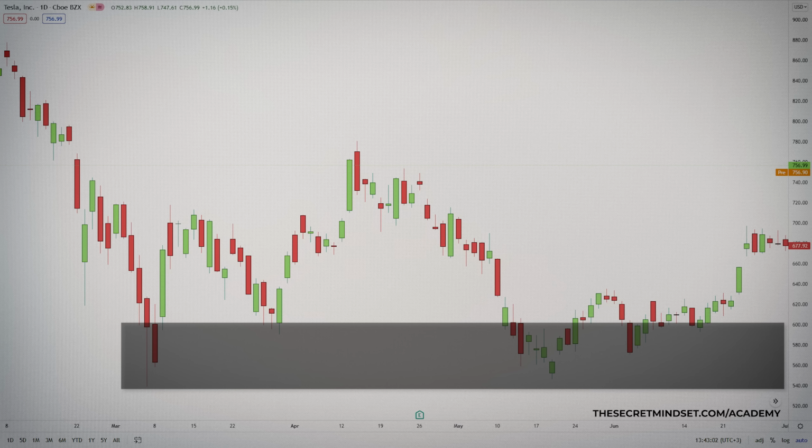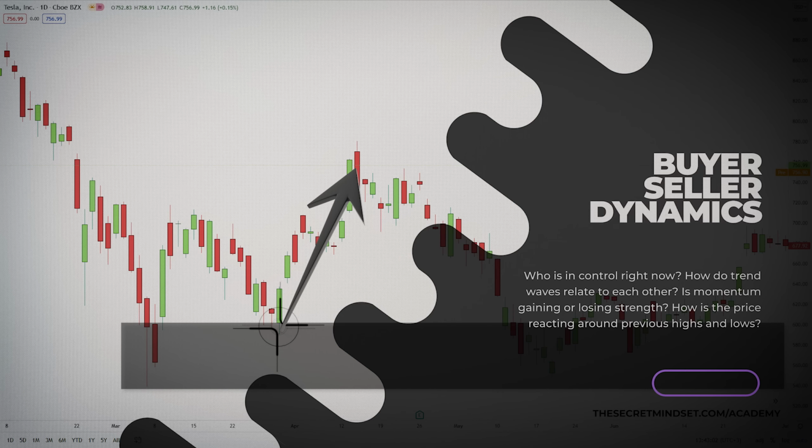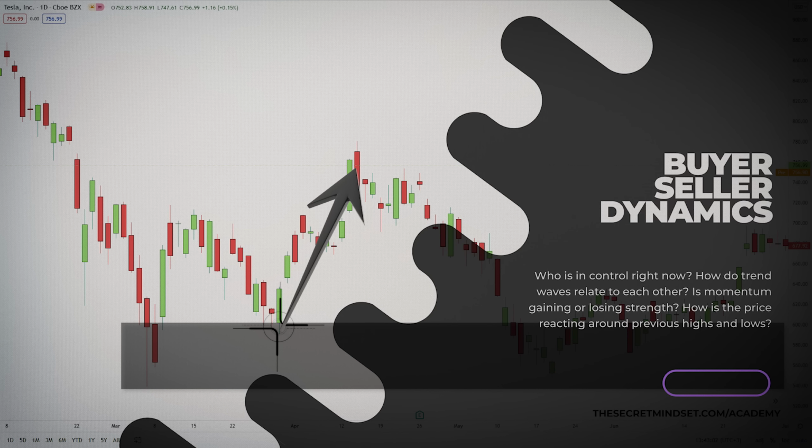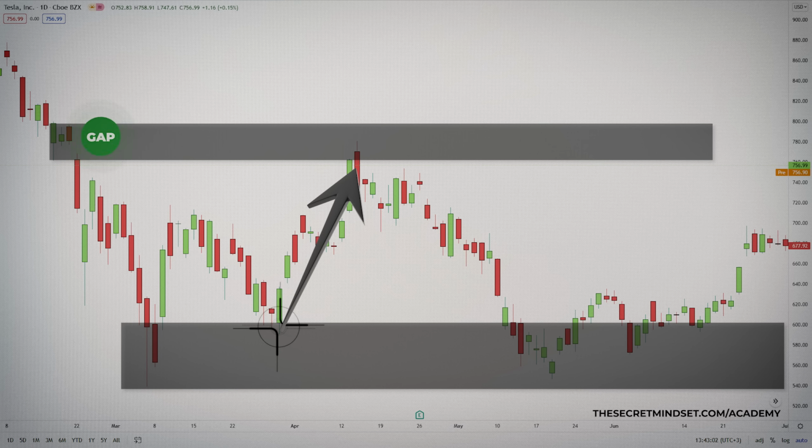When price action comes back and revisits the value area again in the future, you will be there waiting for a reaction. You must anticipate several things. Who is in control right now? How do trend waves relate to each other? Is momentum gaining or losing strength? How is the price reacting around previous highs and lows? These are important clues that will help you understand the buyer and the seller dynamics.